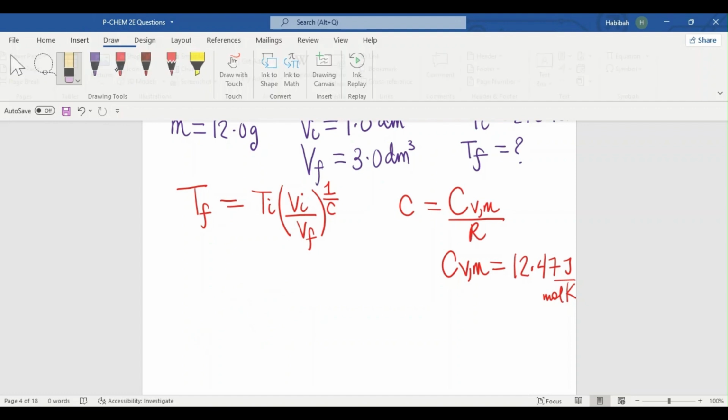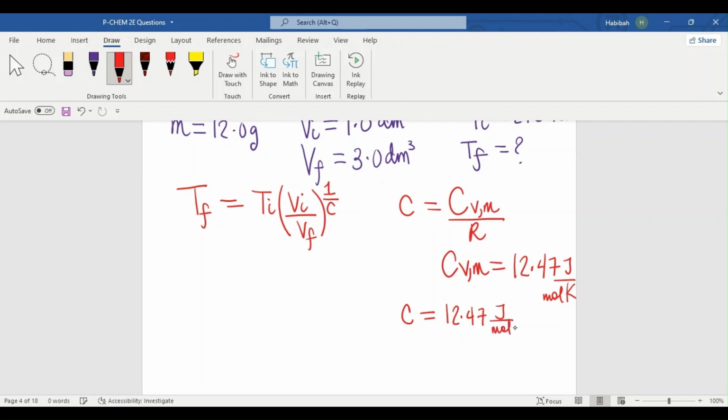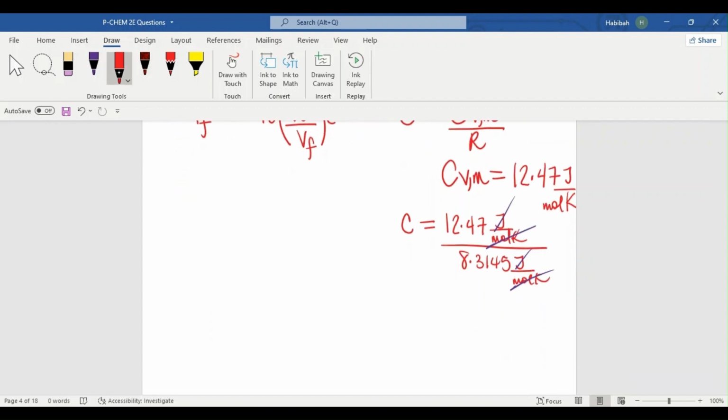Anyways, moving forward, we have 12.47 joule per mole Kelvin. So determining what C is, now C is going to be equal to 12.47 joule per mole Kelvin divided by 8.3145 joule per mole Kelvin. So of course you cancel out joule, mole, Kelvin. So C is going to equal 12.47 divided by 8.3145, which is just basically 1.5.